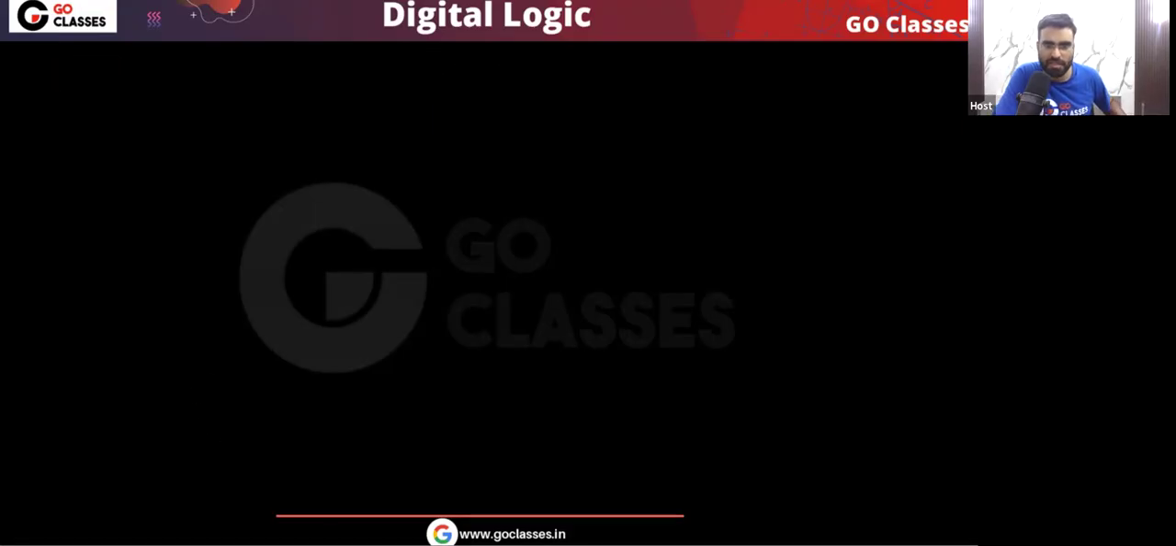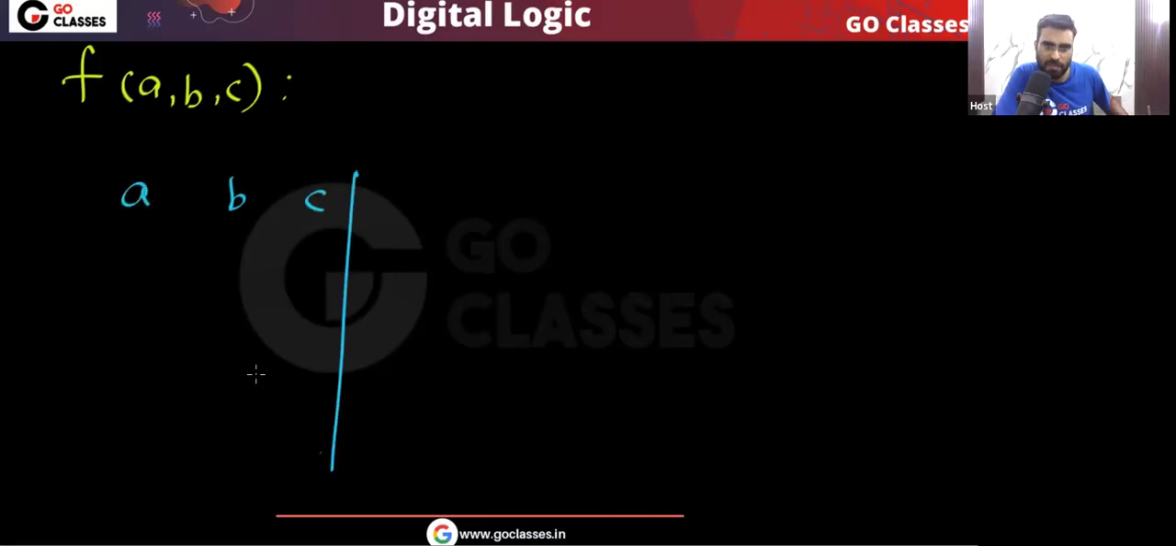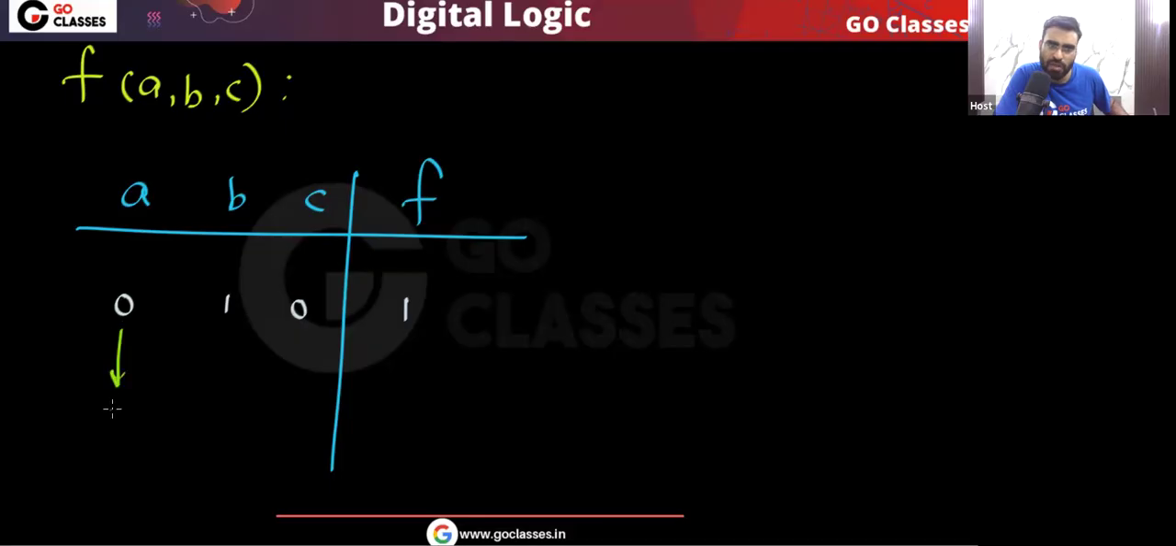First you understand the monotonic function. For example, if you have a function f a b c, when can I say this is monotonic? Let's assume for this combination the function value is 1. Now, if I change a single variable from 0 to 1, remember, then this function value should not decrease.